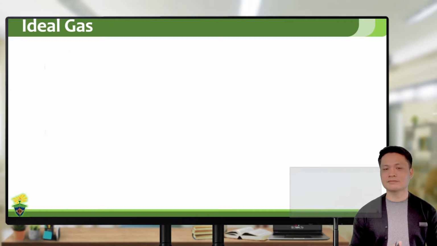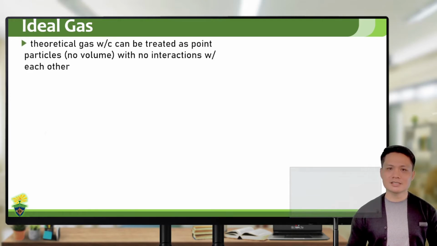For us to have a basic understanding of how these gas particles behave, we'll consider an idealized model. We have this ideal gas. This is not a real gas. This is a theoretical one, which is treated as point particles, where each particle in a system of ideal gas does not carry with it a certain volume. So they are just point particles in space or in a certain volume.